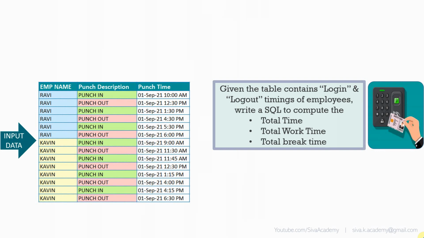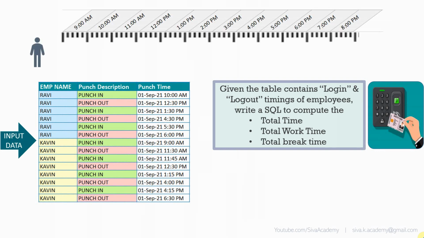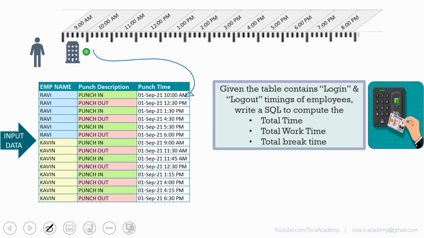For example, suppose an employee logs into the organization at 10 a.m. He will just go and swipe in while he is logging in, so it will put one entry into this table. After some time, suppose he logs out from the development center, it will put one more entry saying punch out. Then after a lunch break, suppose he swipes in again, it will put one more entry saying punch in.